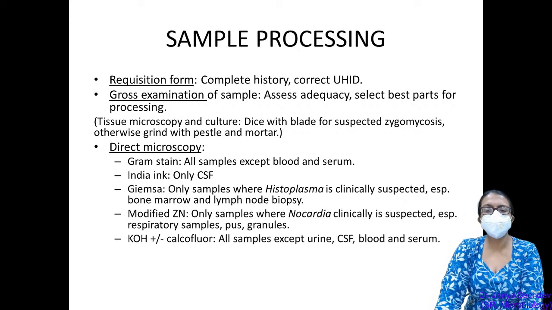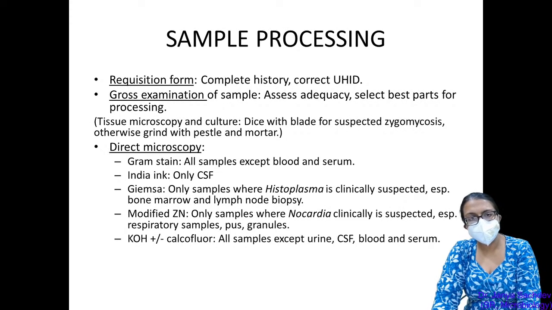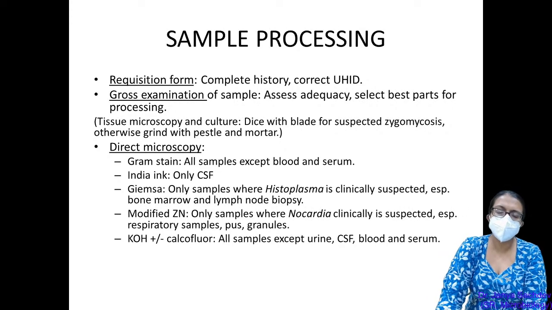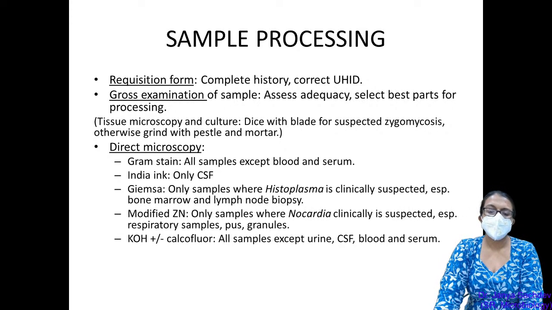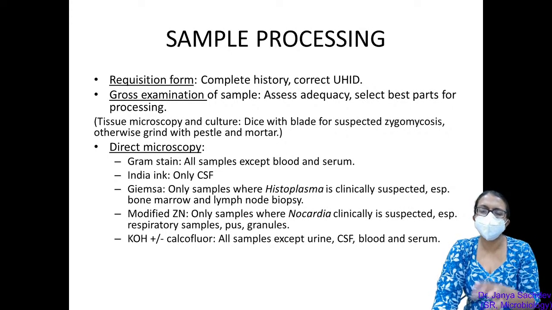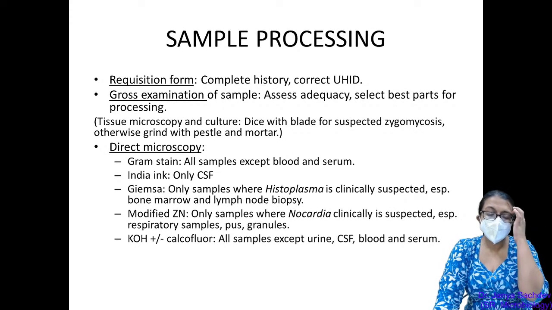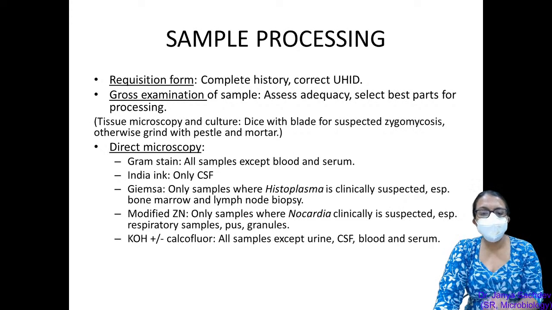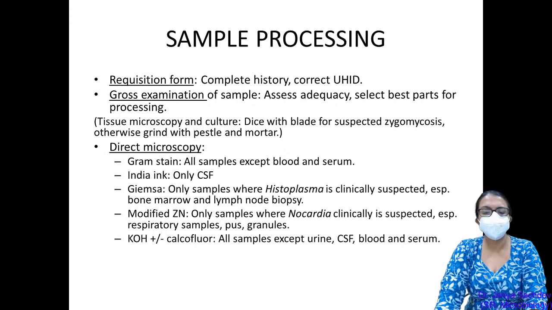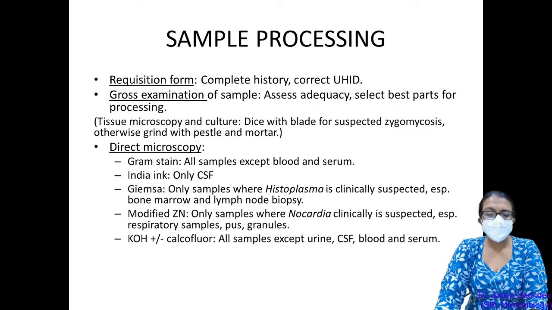A gram stain also gives us an idea of what kind of cells are present. Is it neutrophilic infiltrate? Is it lymphocytic infiltrate? All those things can also be discerned from a gram stain. Then there are certain other processes of direct microscopy which are done for some samples and not done for others. So gram stain is almost universal except for blood and serum. Then India ink stain or nigrosin stain is done only for CSF.